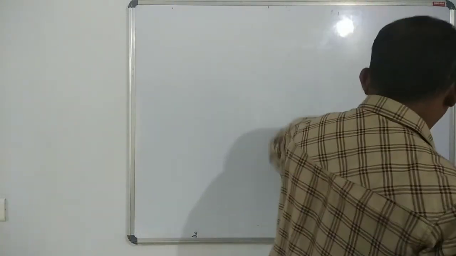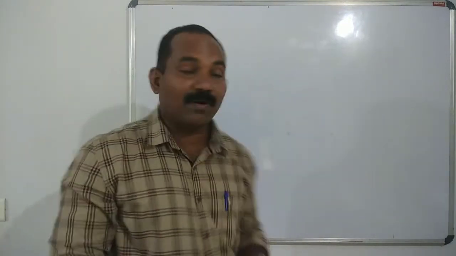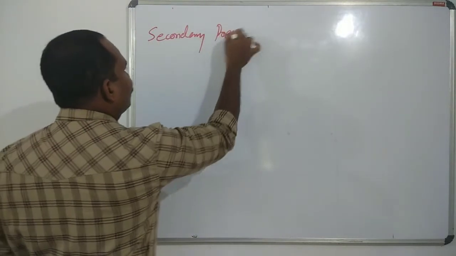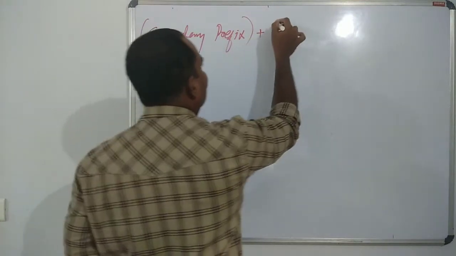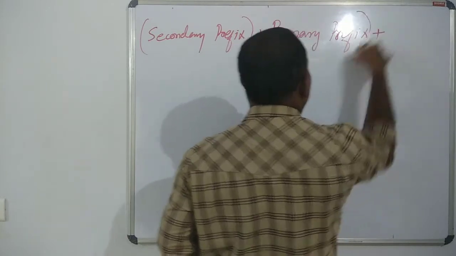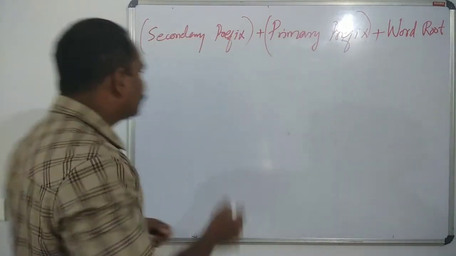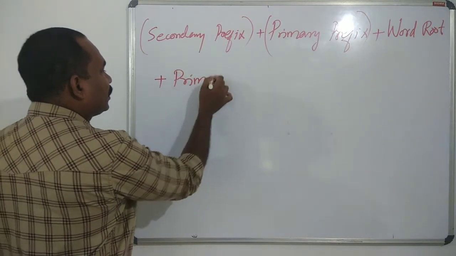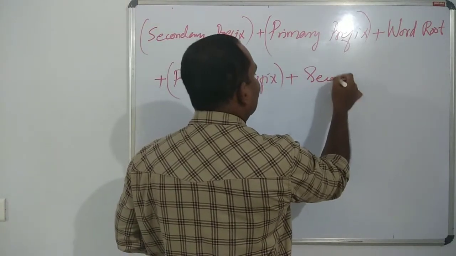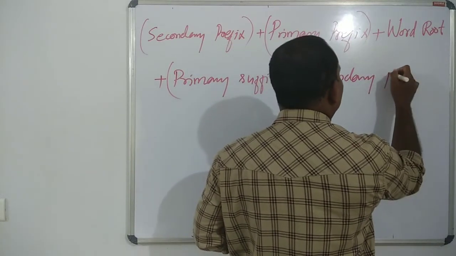If the molecule has substituents, we write them as prefixes. Okay, we have a simple formula: secondary prefix plus primary prefix plus word root or root word. Okay, word root plus primary suffix plus secondary suffix.